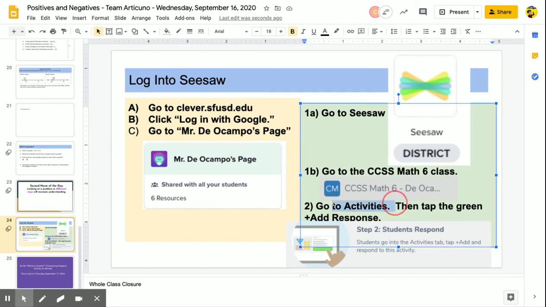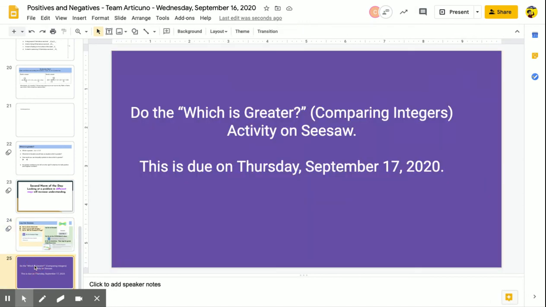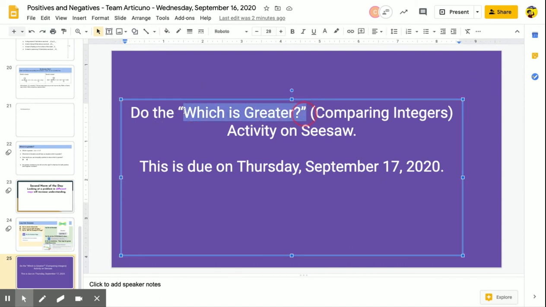Then you go to Activities. Then you're going to look for the green button that says Add Response. After that, you just have to do the activity. Once you're done with the activity, you're done with Seesaw. Then you go back to Google Classroom and mark it as done. So your asynchronous assignment is on Seesaw. It's called Which is Greater? And that would be due Thursday, September 17th. So that is the assignment.